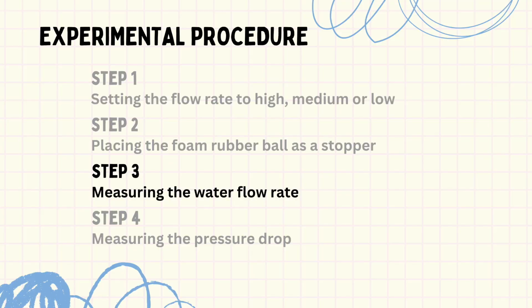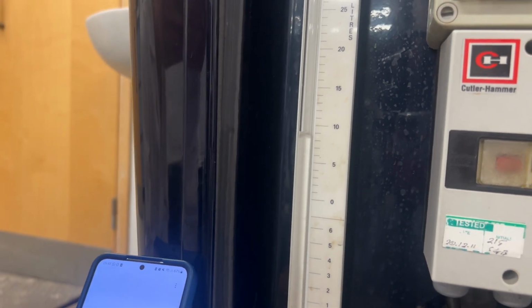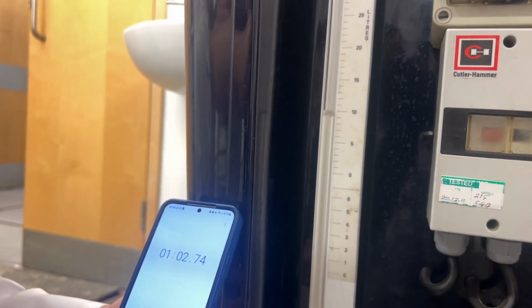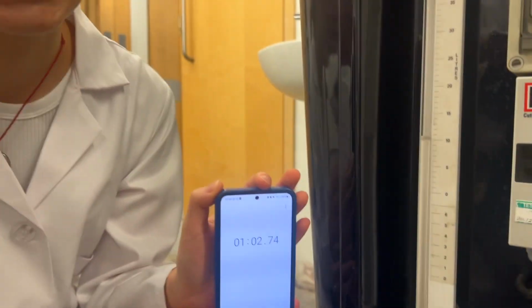The third step is measuring the water flow rate. This can be done by recording the time it takes for the volume of the water to rise from 0 to 10 liters by observing the volume meter in the tank. The volumetric flow rate is equal to 10 liters divided by the time it took to reach 10 liters.